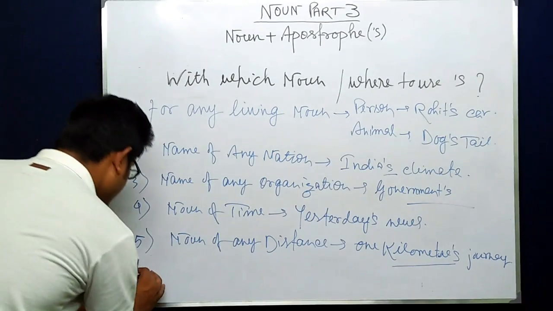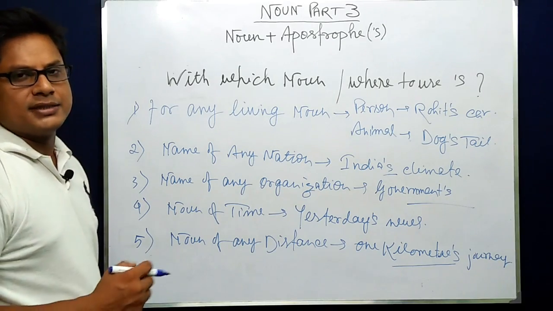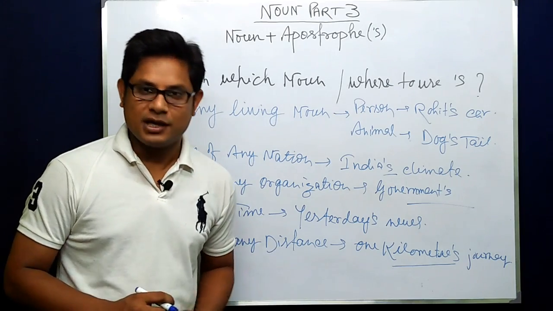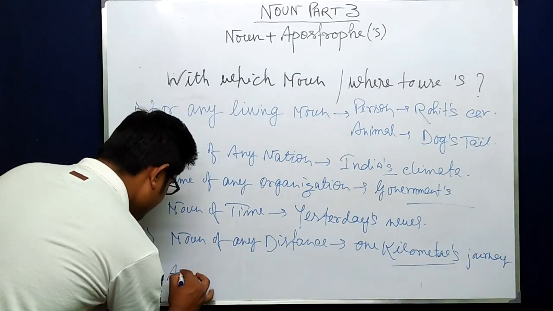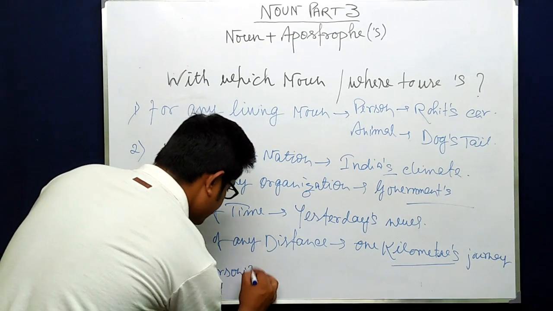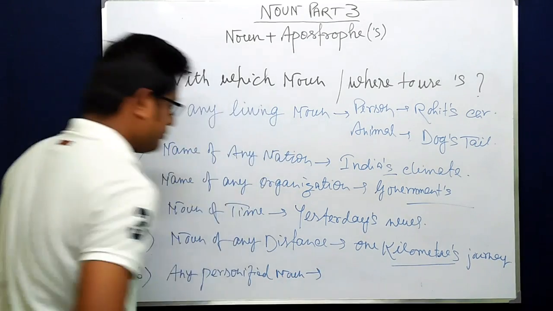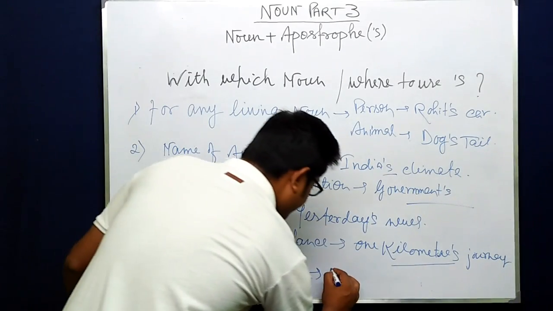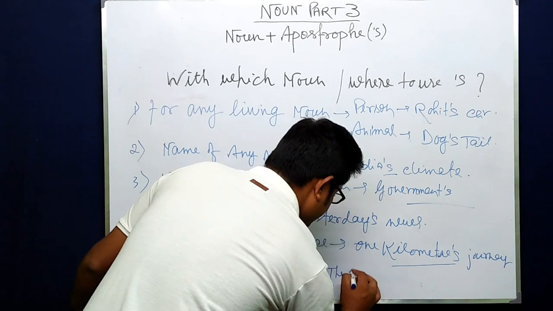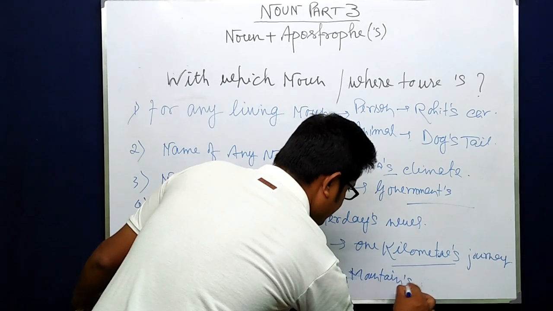At number 6, you can also use apostrophe s with any personified noun. Any noun that is used as personified in a particular sentence, you can use apostrophe s with that noun. So any personified noun. Example, the mountain's head.